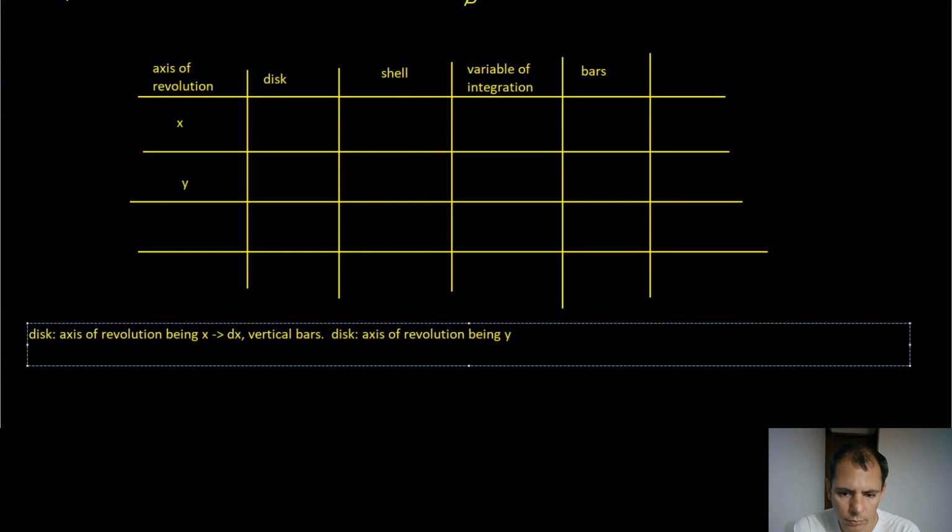Now for the disk method, axis of revolution being y? No, actually no. Now the shell, axis of revolution being y. No, being x. Yeah, that's better. So what's going to be the variable of integration? It's going to be dy. The bars are going to be along the horizontal axis, so you have horizontal bars.